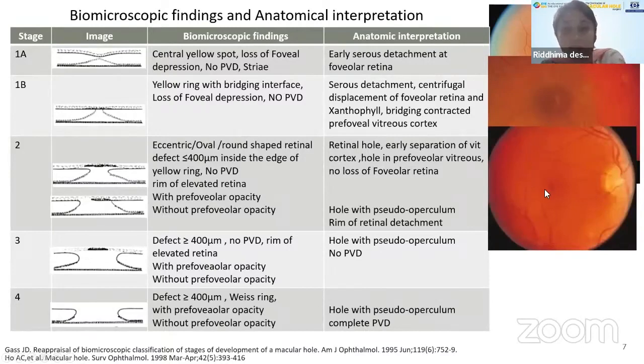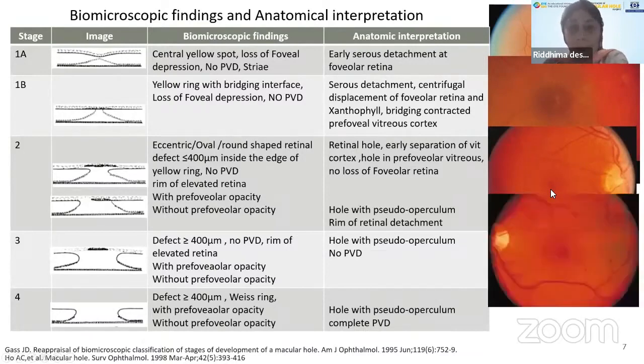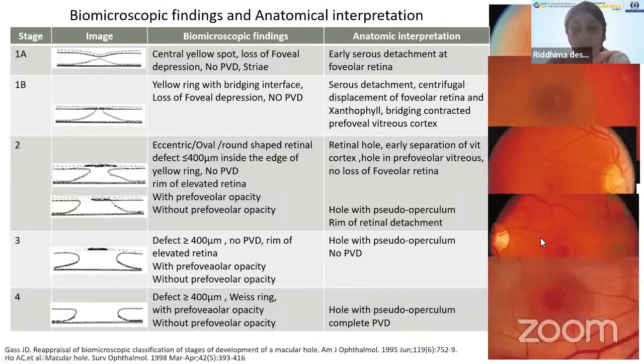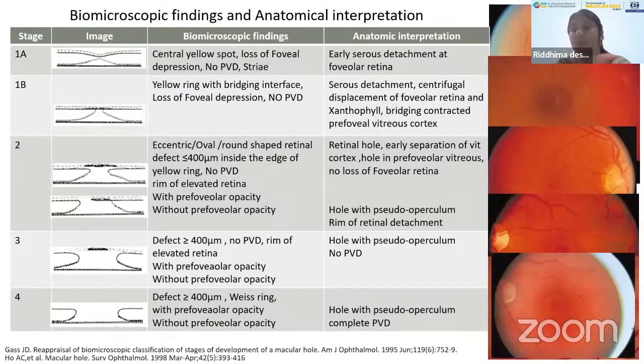Then this is a stage 2 hole, which appears as a well-rounded defect, which is present inside this yellow ring. These are stage 3 macular holes, which are defects more than 400 microns, large full thickness holes associated with a complete PVD. Now, these full thickness holes can be associated with an ERM. They can have a cuff of subretinal fluid. They can show these yellow spots at the center of the hole, which is presumed glial proliferation. And sometimes they can show this hypopigmented ring under the area of detachment.